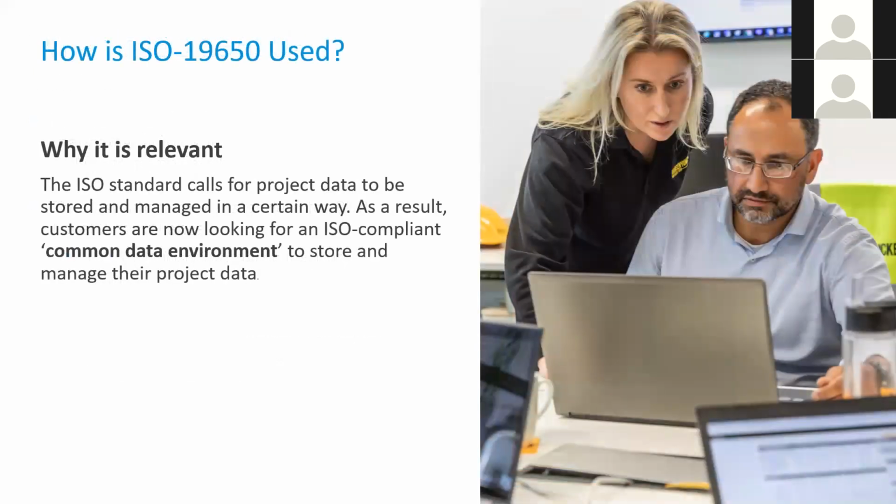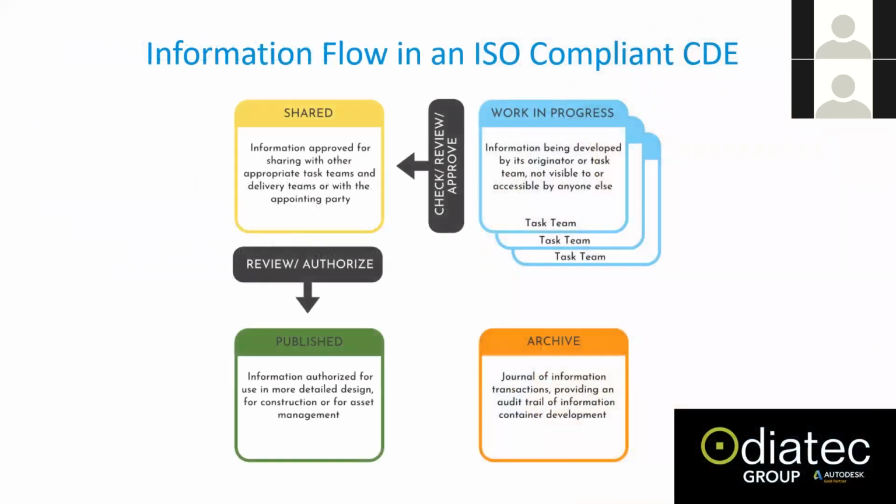So why is it relevant? The ISO standard calls for project data to be stored and managed in a certain way. As a result, project teams are now looking for an ISO compliant CDE to store and manage their project data. Information flows principally in this way: from work in progress into a shared area, then into a published area, then into an archived area, which is kept separate. But this can also be a separate folder. You can take it that these are 4 separate folders that exist in your BIM 360 project, and again, you can set permissions based on this.